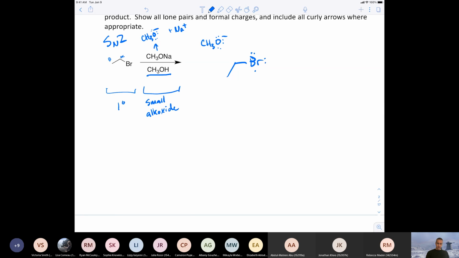Bromine, let's give it some lone pairs. We're going to draw all our lone pairs, all our formal charges, and that sort of thing. What's going to happen now is that is going to attack there. I'm going to make my curly arrows red. Doesn't matter which lone pair we start at there, but we need to start at one of the lone pairs. That arrow means that lone pair of electrons is going to the carbon to form a C-O bond. At the same time, the C-Br bond breaks and the pair of electrons goes to the bromine.